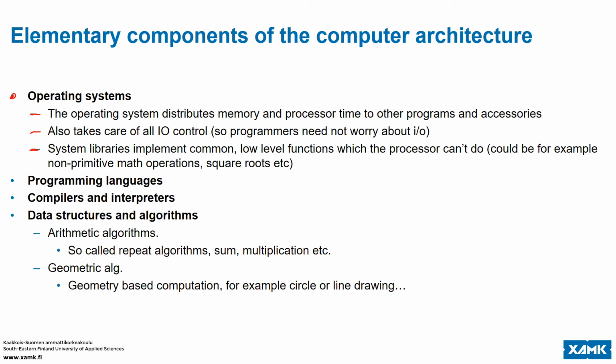Then in addition to operating systems, we probably need a programming language. While a programming language is not mandatory for a computer system to boot or anything, in practice we need a programming language or multiple programming languages, compilers and interpreters for those programming languages in order for us to write more software on the computer. And of course, in order for us to write program code, we also need some data structures and algorithms to implement all of those computer programs.